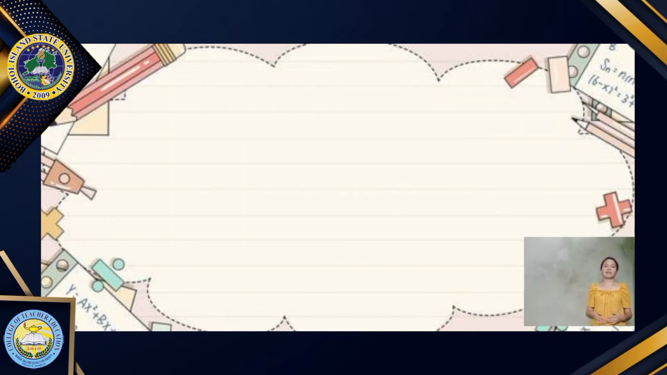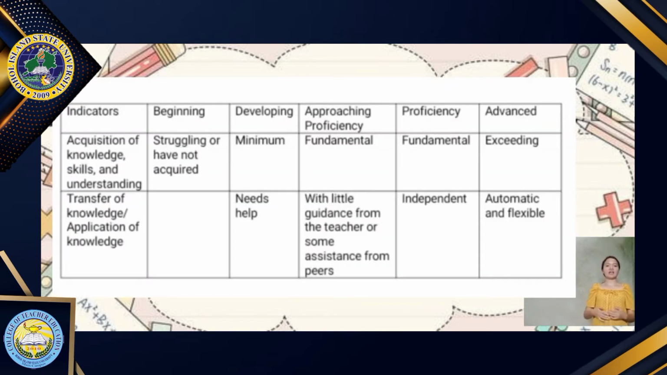To have a concise comparison of levels of proficiency, let us look at this table. So the indicators. Acquisition of knowledge of skills and understanding. For the beginning, struggling or have not acquired. For the developing, minimum. For the approaching proficiency, fundamental. For the proficiency, fundamental. And for the advanced, exceeding.